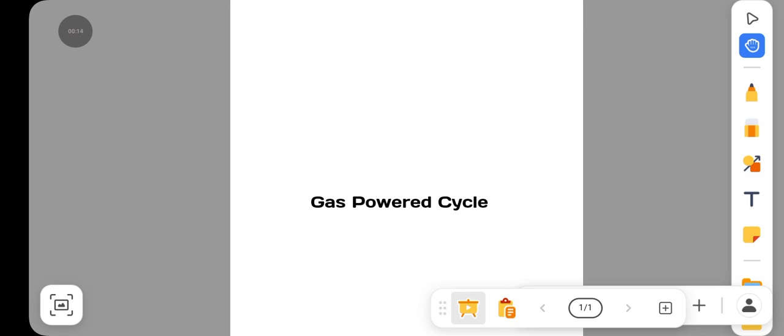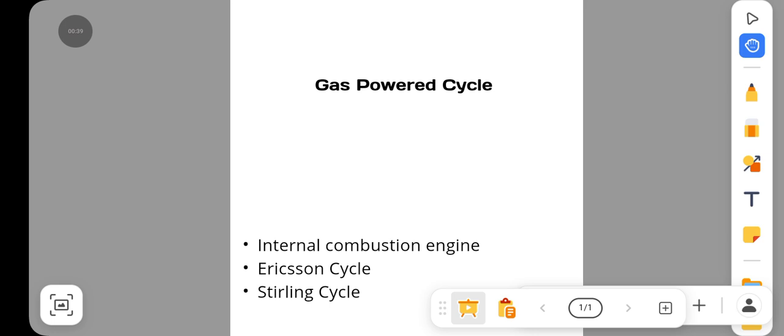First of all, we know that gas power cycles form the basis of power plants in which the working fluid is a gas, something like petrol or diesel, or in ideal cases air. The gas power cycles include internal combustion engines, Ericsson cycles, and Stirling cycles, as mentioned here. And these internal combustion engines are the ones used in turbines, jet engines, and different types of combustion engines.